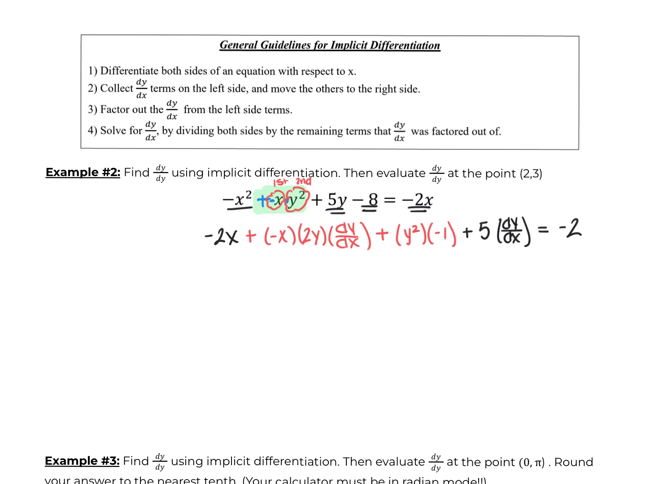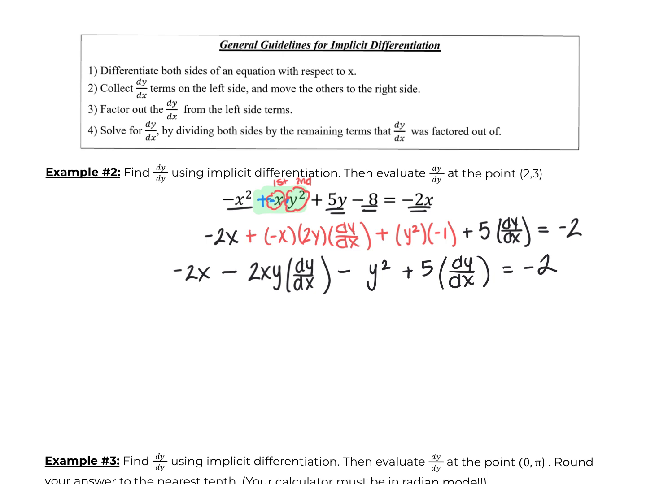So it would be nice before we start collecting terms to clean this up a bit. So we have negative 2x. Now this is multiplication, so positive times a negative would result in this thing being negative. And we have a negative x and 2y, so negative 2xy times dy/dx. And then we have a plus and a negative again, so that's a negative y squared plus 5 dy/dx, and then equals negative 2.